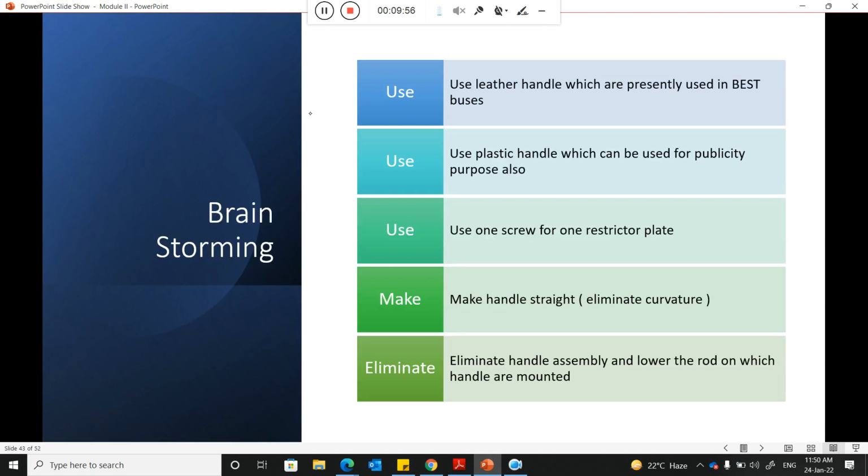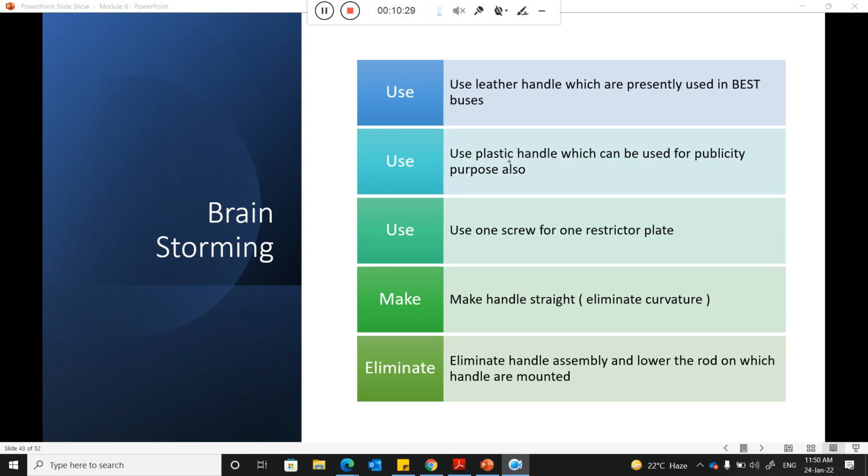Initially there is one point and there a leather string, and you can use it as a handle. In buses maybe you have seen that particular type of thing. Since they use that leather string, and that is obviously less costly, that is one suggestion given. The next is to use a plastic handle, which can be used for publicity purposes also.